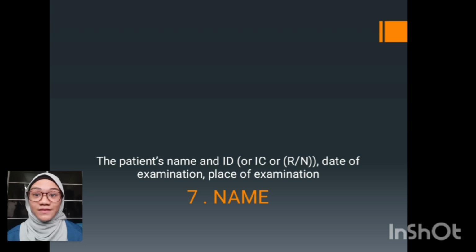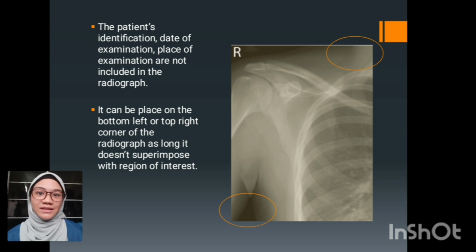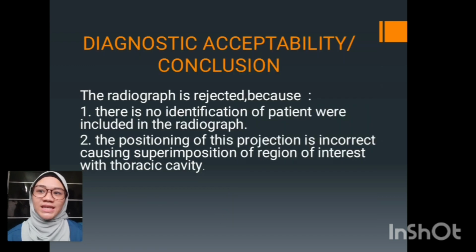The patient's name, identification, date of examination, and place of examination. The patient's identification, date of examination, and place of examination were not included in this radiograph. Therefore, it can be placed at the bottom left or top right corner of the radiograph as long as it doesn't superimpose with any region of interest. As a conclusion, this radiograph is rejected because there is no identification of the patient included. Second, the positioning of this projection is incorrect, causing superimposition of the region of interest with the thoracic cavity.